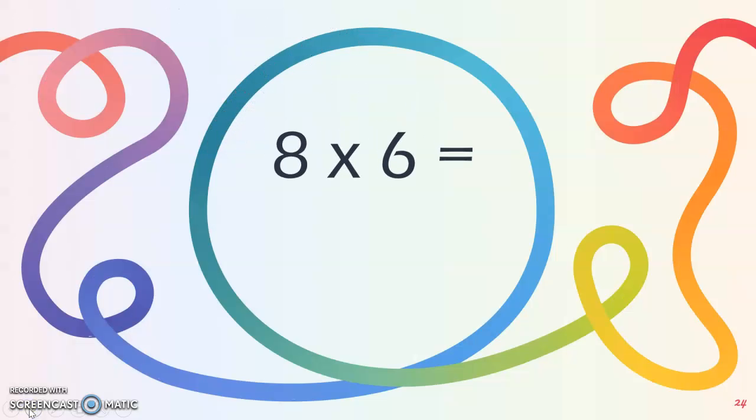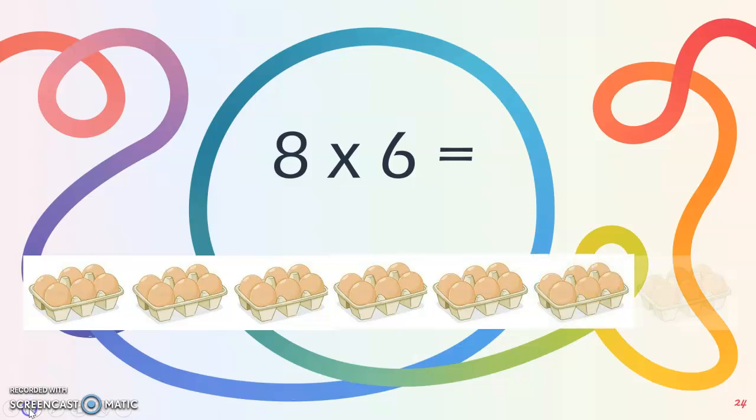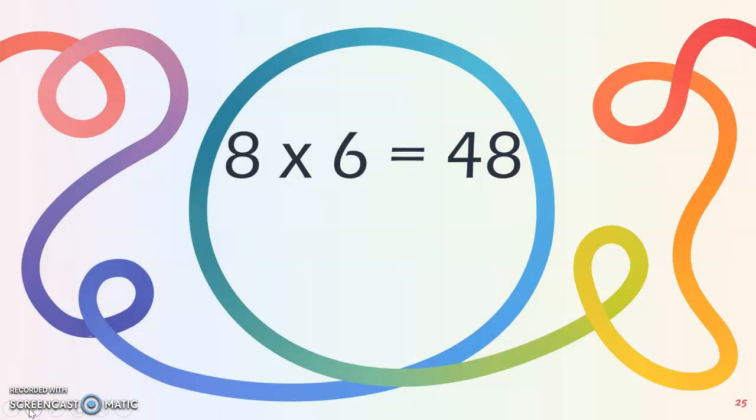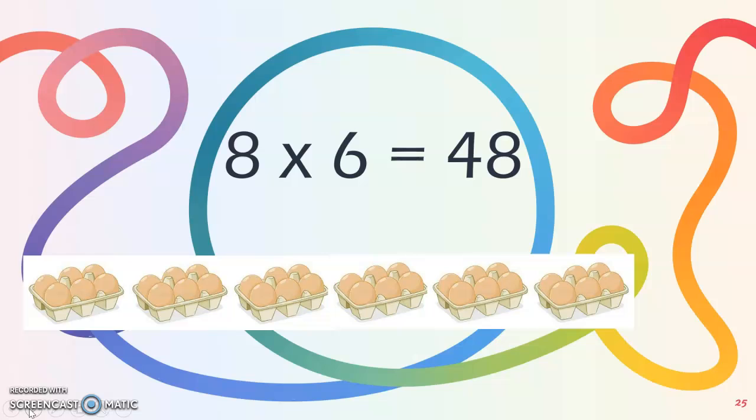Here's the next one. 8 times 6. This time we need 8 boxes of 6 eggs. How many do we get? Counting sixes. Well done if you got 48. 6, 12, 18, 24, 30, 36, 42, 48. Brilliant.